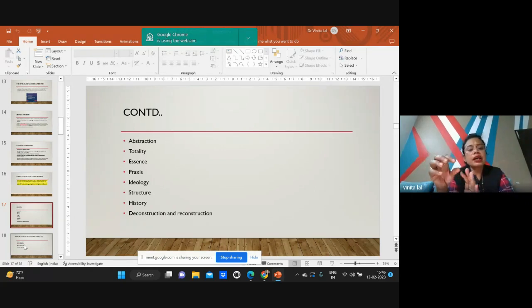So in structuralism, history is another word. It is a process of reconstructing the honed-down history. The next is deconstruction and reconstruction.